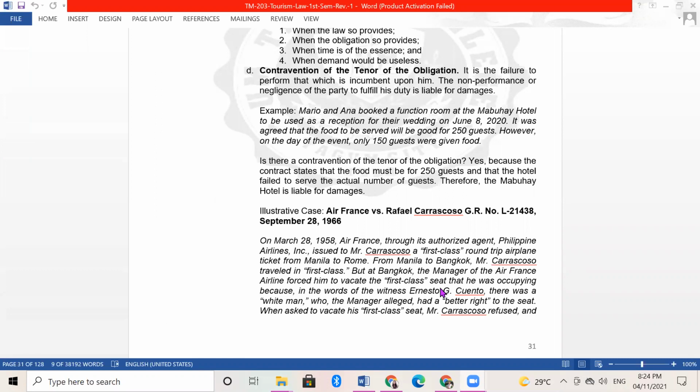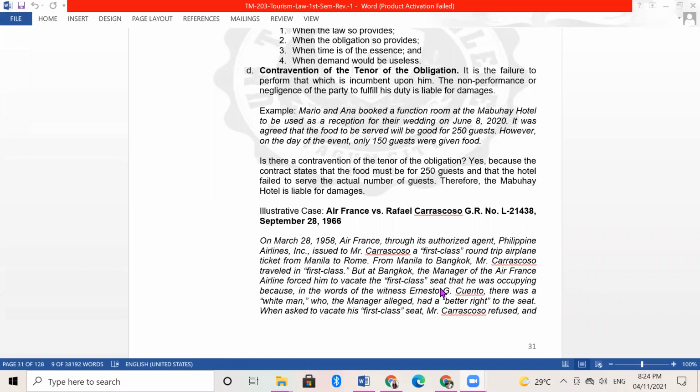So, for example, kanang mga demand letter or any kind of contract that will be used as an evidence or an instrument. Next is Article 1318. There is no contract unless the following requisites concur. Consent of contracting parties.